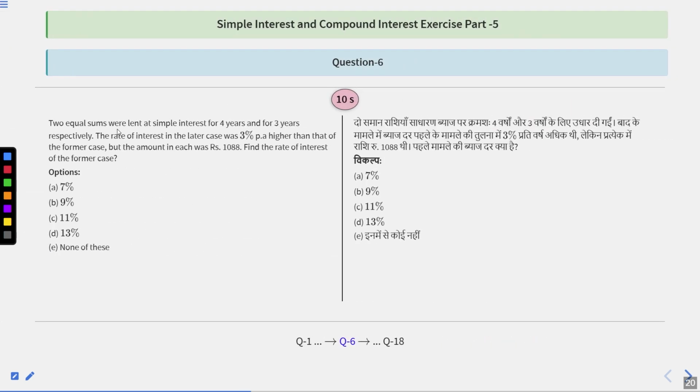Two equal sums were lent at simple interest for 4 years and for 3 years respectively. The rate of interest in the latter case was 3% per annum higher than that of the former case. But the amount in each case was rupees 1088. Find the rate of interest of the former case. You have 5 options and 10 seconds to analyze the question. Your time start now.